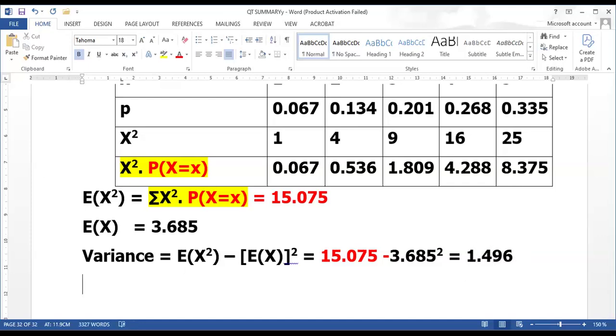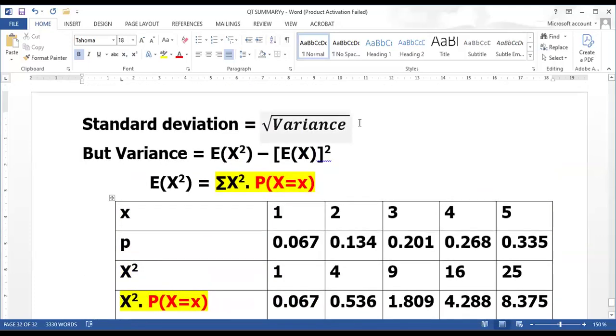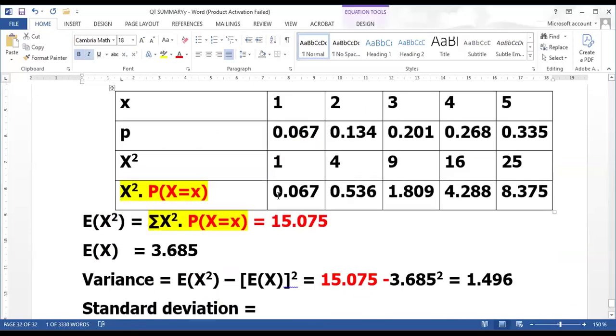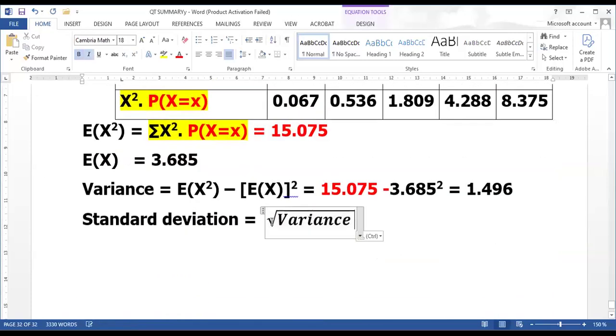After getting variance, get the standard deviation. The standard deviation is the square root of variance. So when you take the square root of that figure, what do you get? 1.223.